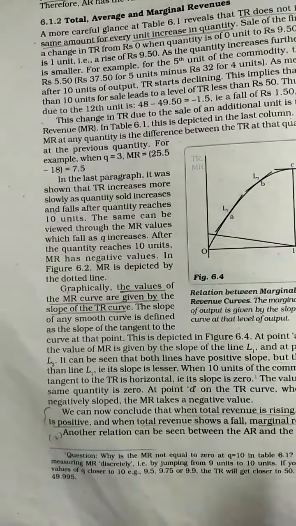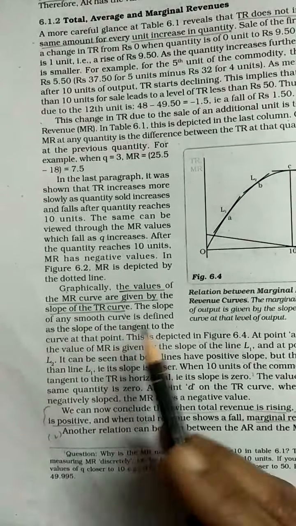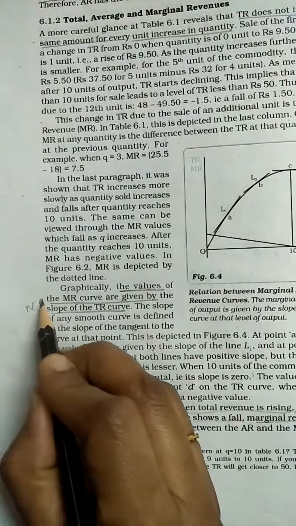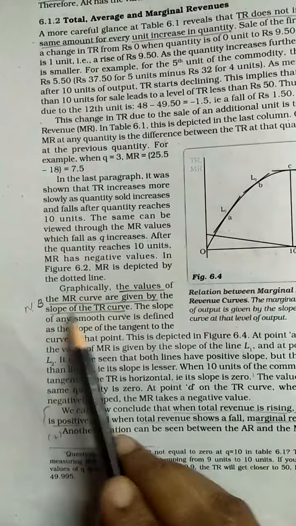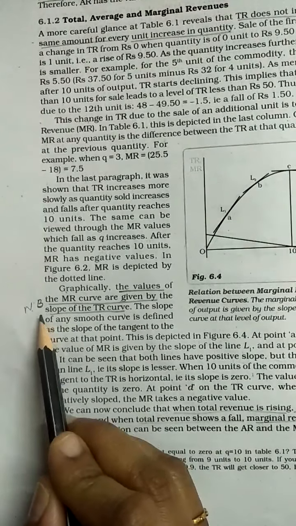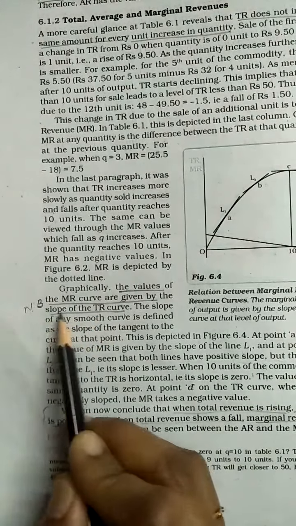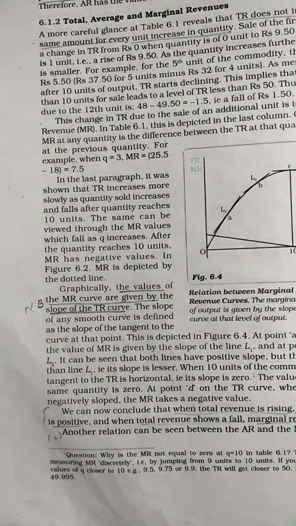The other important point that we have to keep in mind is that the values of the marginal revenue curve are given by the slope of the total revenue curve. That is important. We can expect a one word question. That is, slope of the total revenue is marginal revenue. Slope of the total revenue, that we have to keep in mind. This is the important point. Slope of the total revenue is marginal revenue.